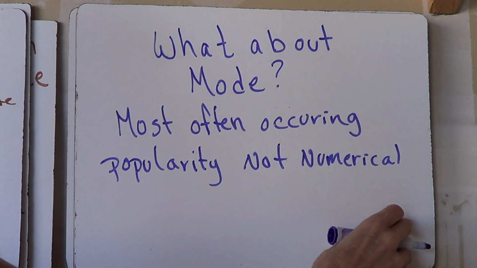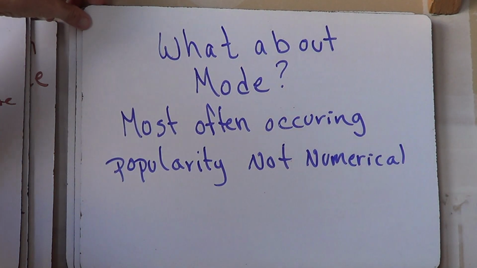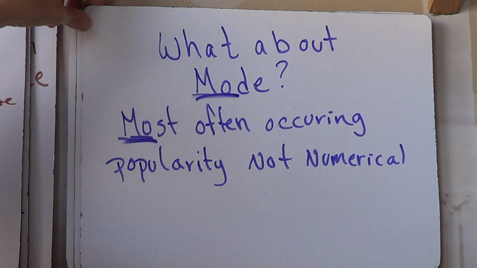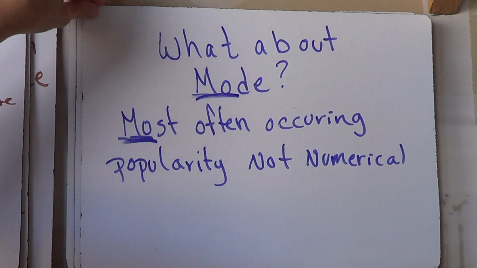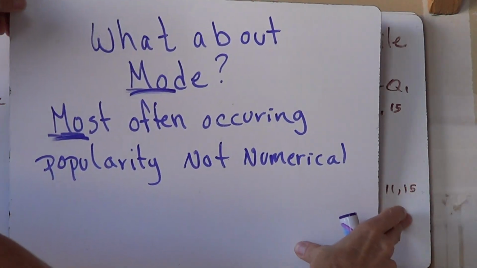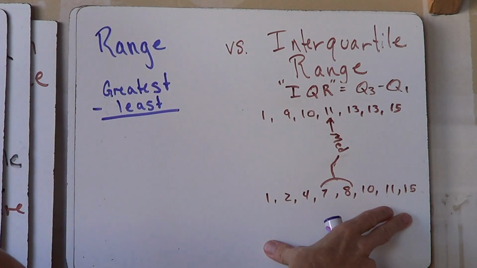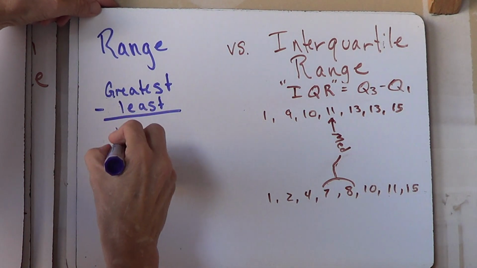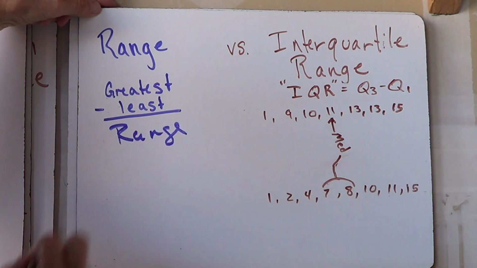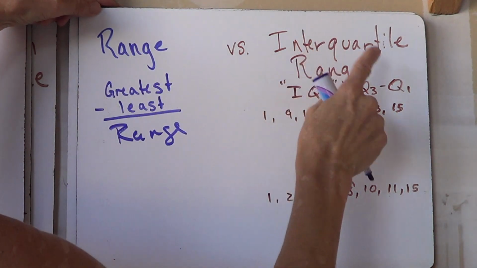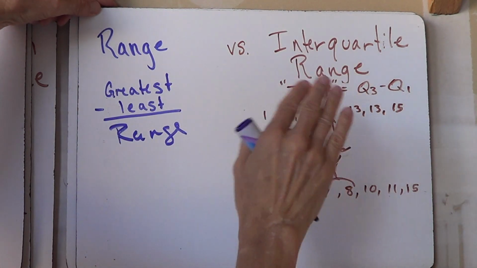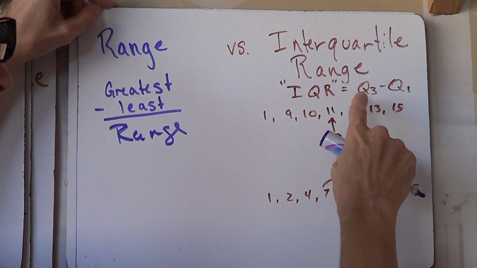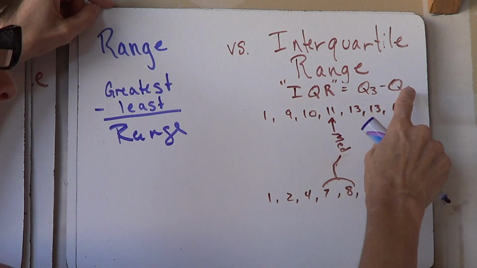What about mode? Mode is the most often occurring. I remember it by mode, most often occurring. It's usually popularity, not so much numerical, so we aren't looking at it much in this class. The range is the greatest value minus the least value. Versus the interquartile range, hopefully you've dealt with that. If you haven't, you'll have enough to get there with this. The IQR is your third quartile minus your first quartile.